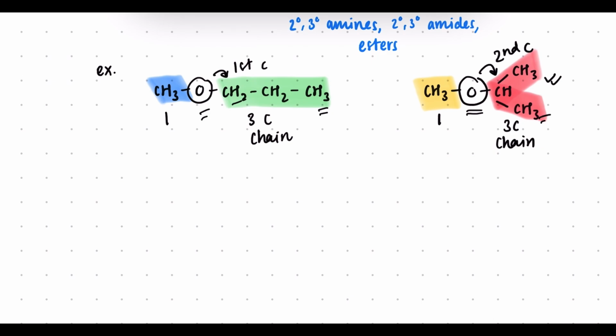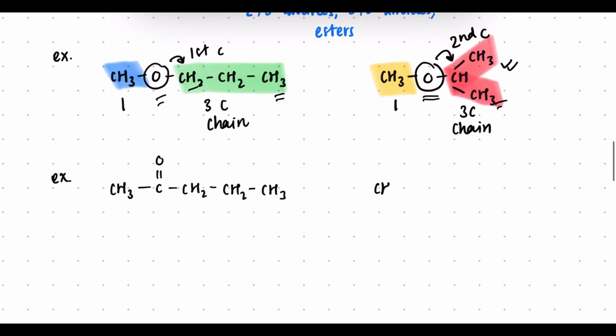Now, a second example that we can talk about is ketones. So we have CH3, C double bond O, CH2, CH2, and CH3. And our second compound is CH3, CH2, C double bond O, CH2, and CH3. Now, once again, if you check the molecular formula, they're both the same. Now we just have to compare the alkyl groups attached on both sides of the functional group.